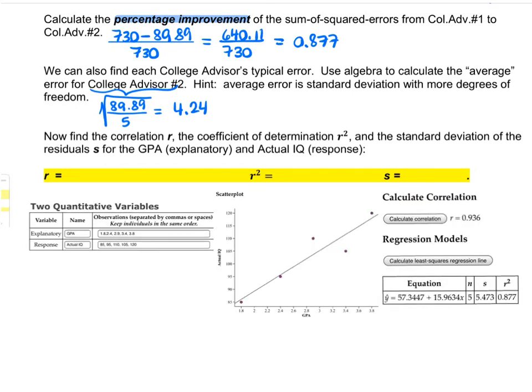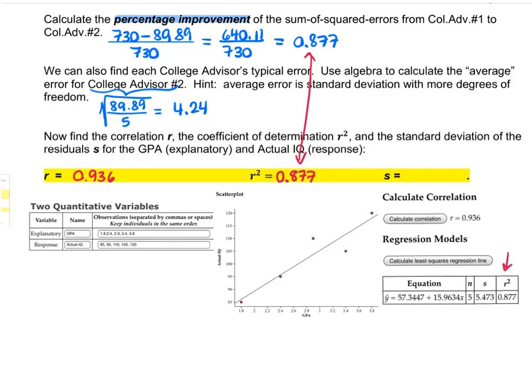So you can see that we have found our correlation coefficient, which is 0.936, and we found our R squared, the coefficient of determination, right here, and that is 0.877. And you may notice that's the same number that we got just a few minutes ago when we did the percent improvement between the new gal's mean regression line and the veteran college advisor that used the regression line with using IQ or GPA as a predictor of IQ.